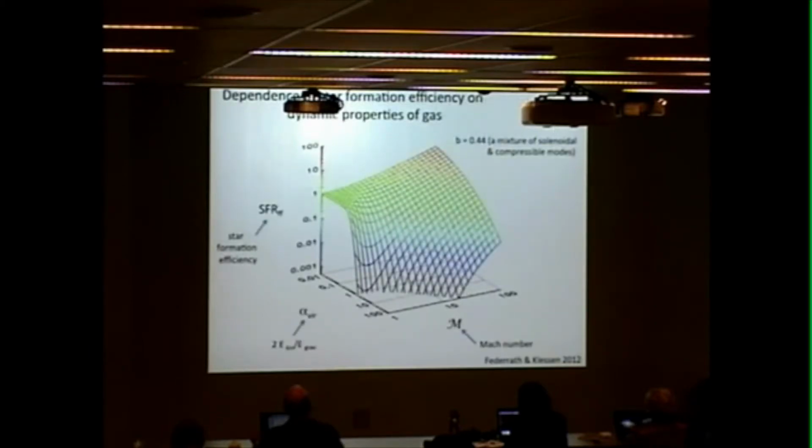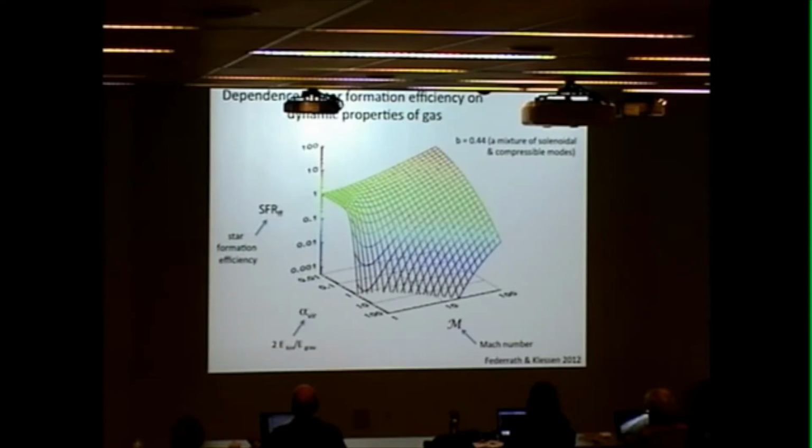So essentially, if you could plot it as a 3D plot, that's the star formation efficiency as a function of the Mach number and the virial parameter. If you assume a mixture of solenoidal and compressive modes of 0.44, which is very close to what's observed, and I'll come back to that, is very close to what you measure in simulations as well. Okay, and what you see is that you have wild variations depending on whether the cloud is bound, so alpha virial below 1 or not. You have tremendous variation in the star formation efficiency.